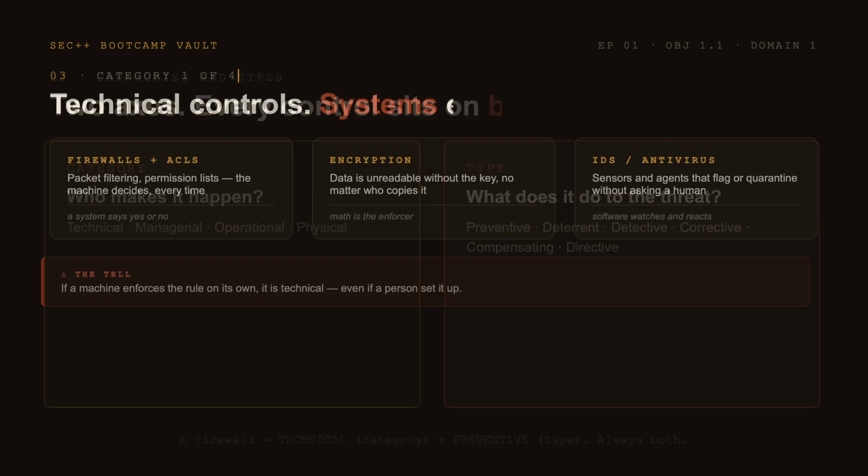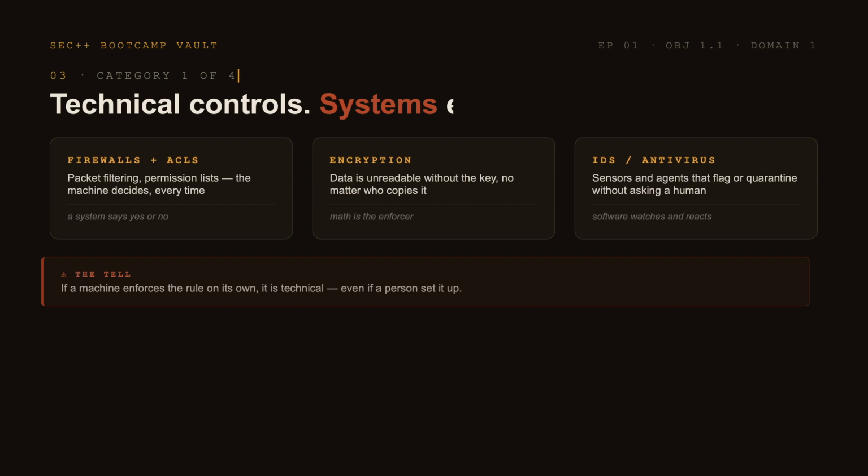Category 1, technical controls. These are controls that a computer or a piece of software handles on its own. Think of a firewall dropping bad traffic, encryption scrambling your data, antivirus catching a bad file, an access list deciding who can open a folder. Here is the easy way to spot it. If a machine is doing the enforcing, it is technical. One thing trips people up. Just because software is involved does not automatically make it technical. The real question is whether the system enforces the rule by itself, with no person needed.